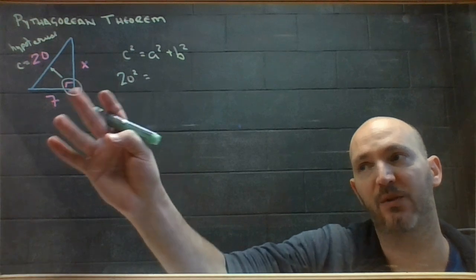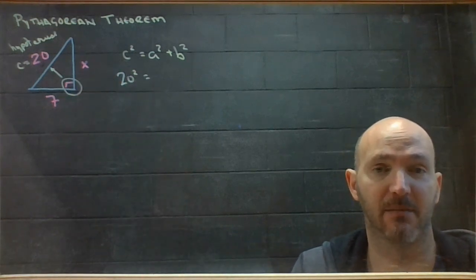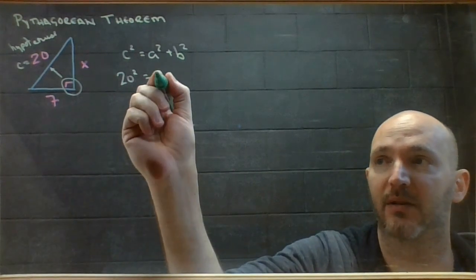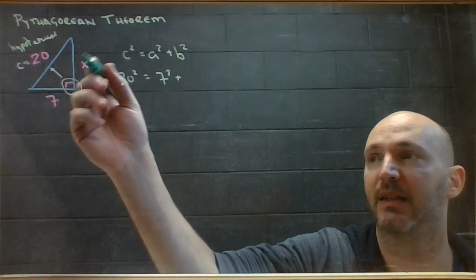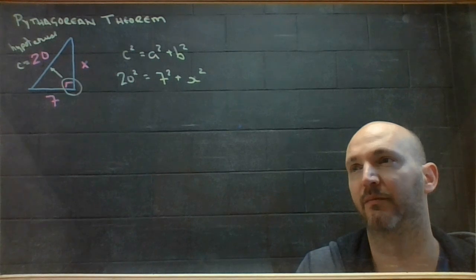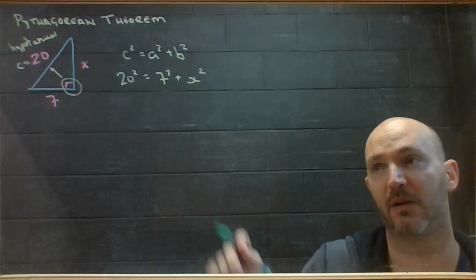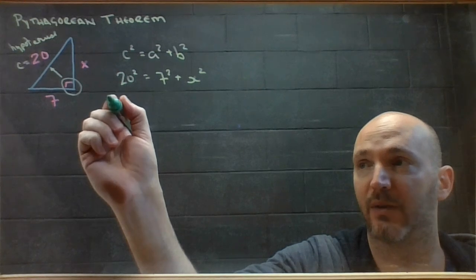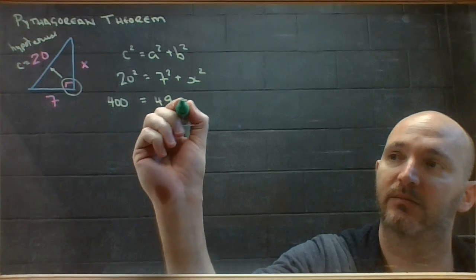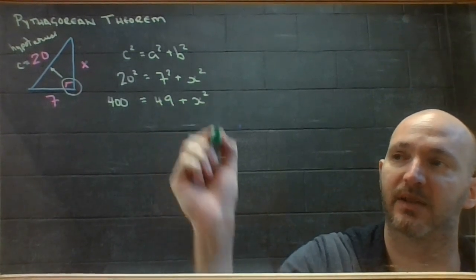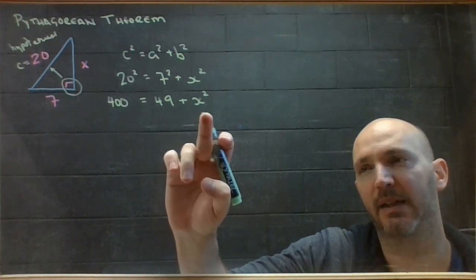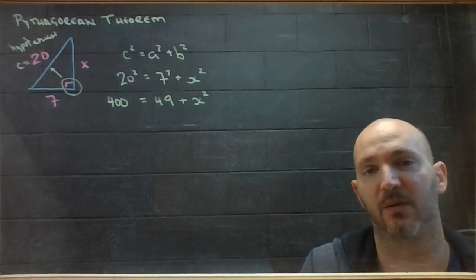Now, which one's A, which one's B? It turns out it doesn't matter. So I like to lead with numbers, so I see a 7 there. I'm going to put a 7 in for A, and then the other one will be my unknown side. Okay, so I can square 20, that's 400. I can square 7, that's 49. Can't square x because I don't know what x is yet. And I can't add 49 to x squared because I don't know what x squared is.